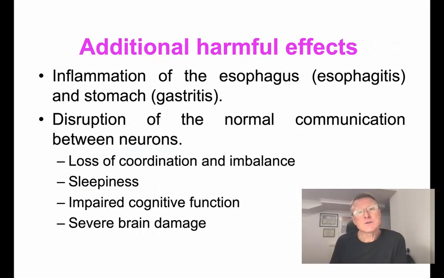So what are additional harmful effects? We know that it can lead to inflammation of the esophagus, called esophagitis, and in the stomach, which is called gastritis. So alcohol can also cause those problems. It can disrupt the normal communication between neurons, and this can lead to loss of coordination and imbalance, which is typical of people who drink too much. They visibly cannot coordinate movements, and they lose balance too.